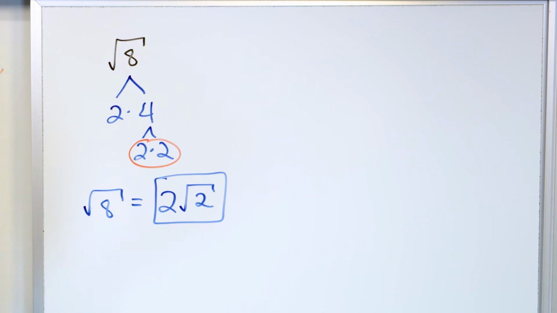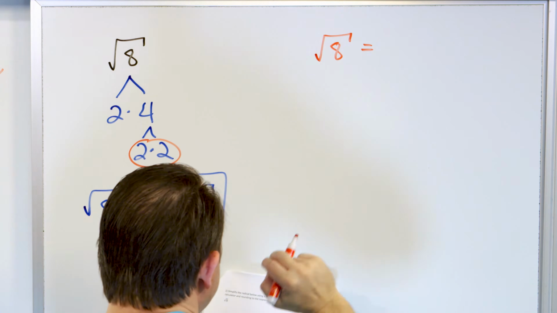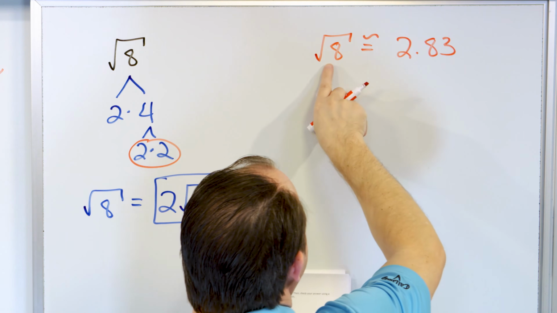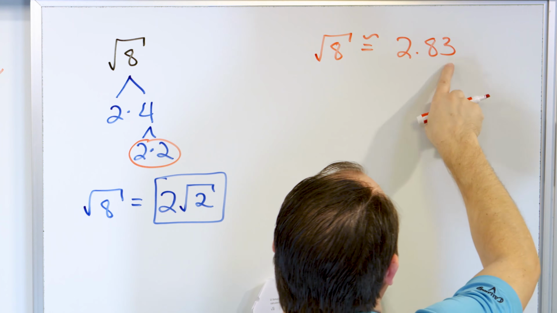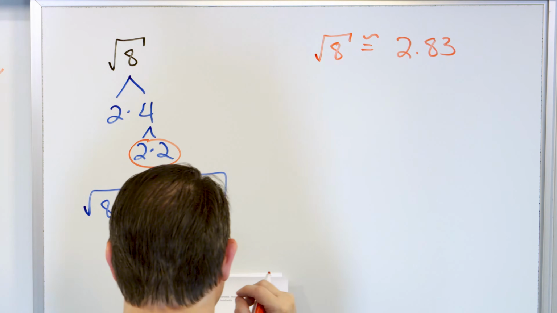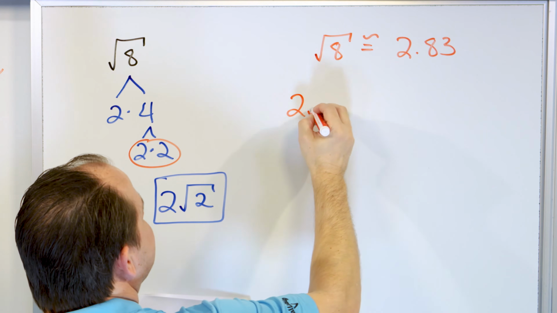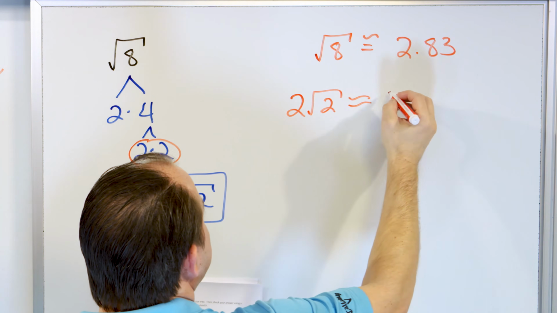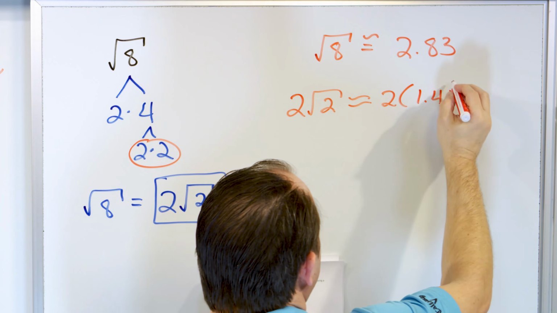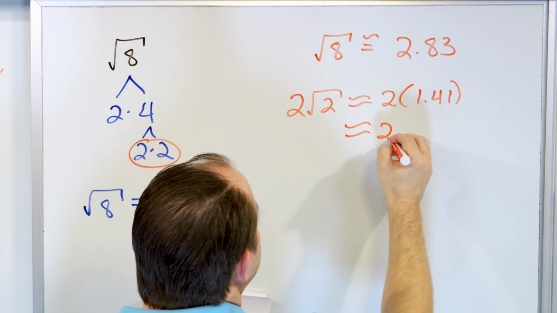Okay, now again, to check it, if you go to a calculator and find the square root of 8, what you're going to find is 2.83. Now I'm going to put a little approximate squiggly on there because it's not really 2.83, it's 2.83 and then infinite non-repeating decimals after it. All right, and then if you calculate this answer, 2 times the square root of 2, it's going to be 2 multiplied by the square root of 2, which in a calculator gives 1.41 with infinite decimals after it. When you multiply these together, you're going to get 2.83.